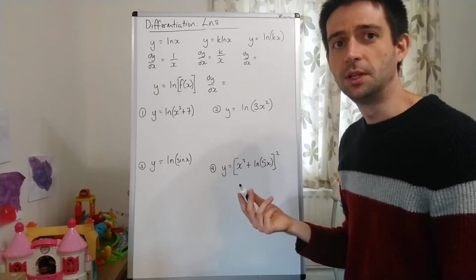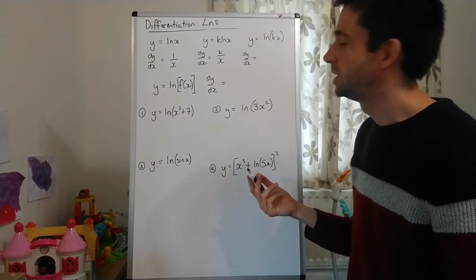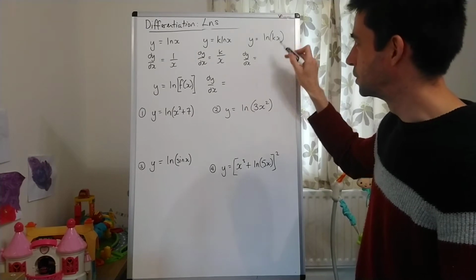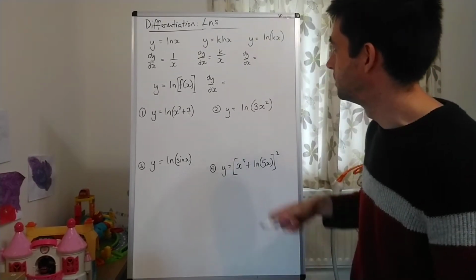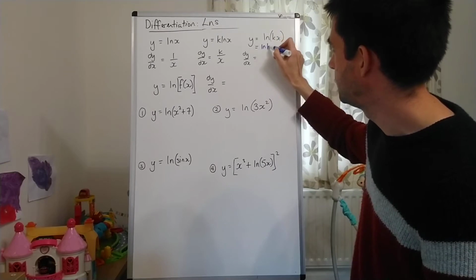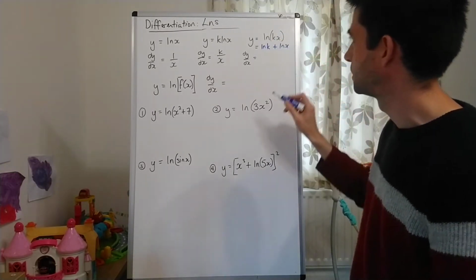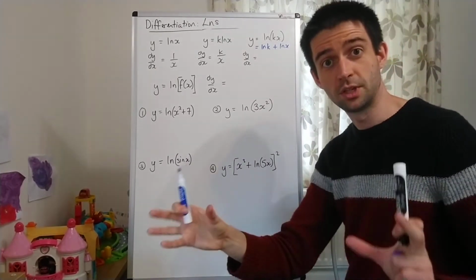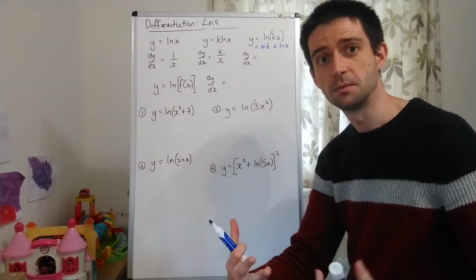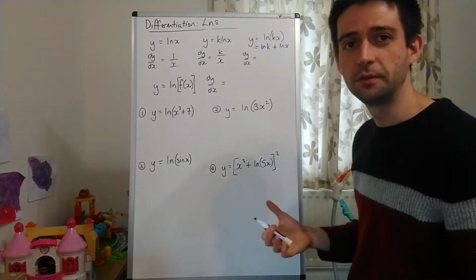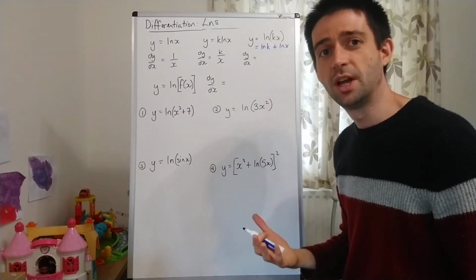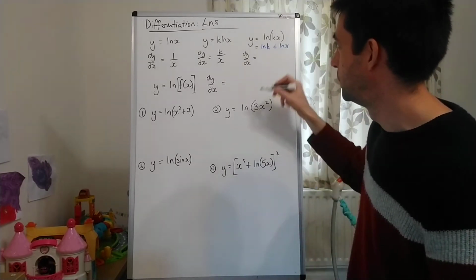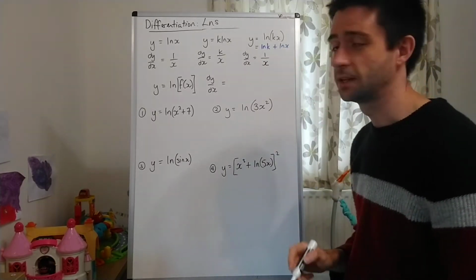Now, what happens with ln of kx? Well, let's just have a think about how else that could be written. If you think about your ln rules, it's possible to write ln of kx as ln of k plus ln of x, because if you have a product inside a bracket with a log, you can write it as two separate logs added. It's the addition rule of logarithms. And what's ln of k? Well, ln of k is a number, so that's going to differentiate to 0, which means actually we're differentiating ln x, and therefore we get 1 over x.